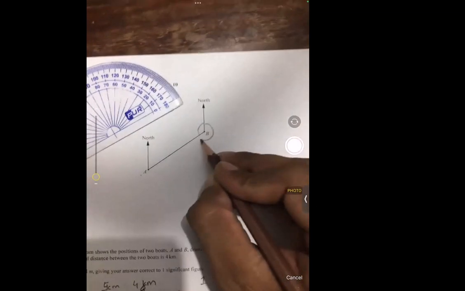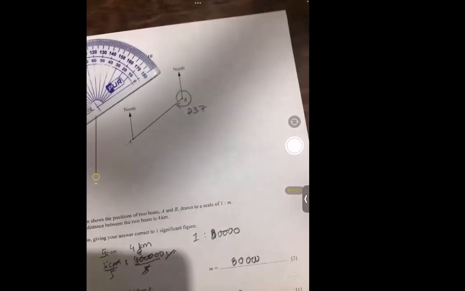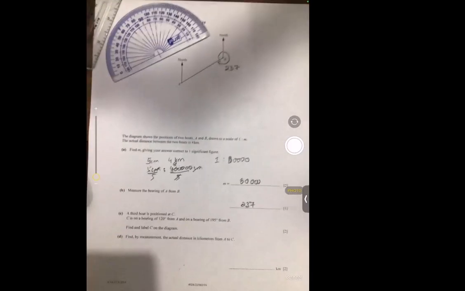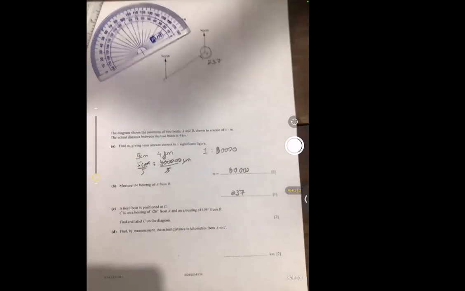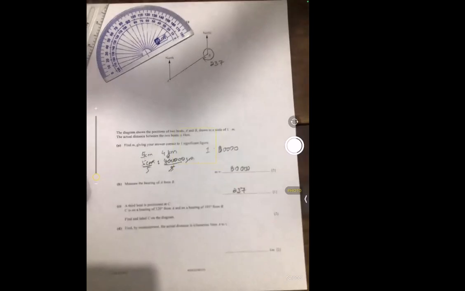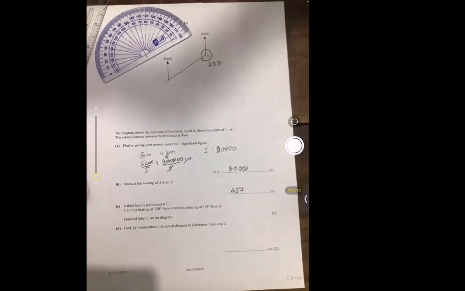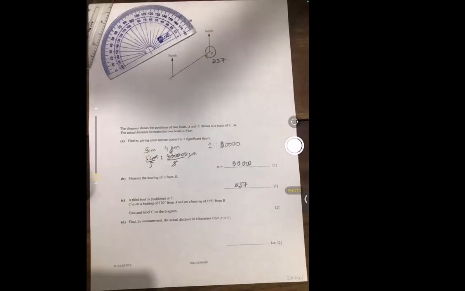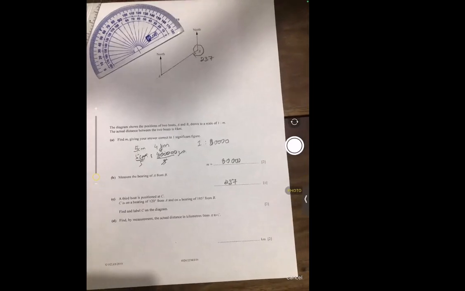This is what we have measured: 237. Okay. Now we have a third boat positioned at C. I don't know where C is. So they are telling us C is on a bearing of 120 from A, and a bearing of 195 from B. Find and label C on the diagram.